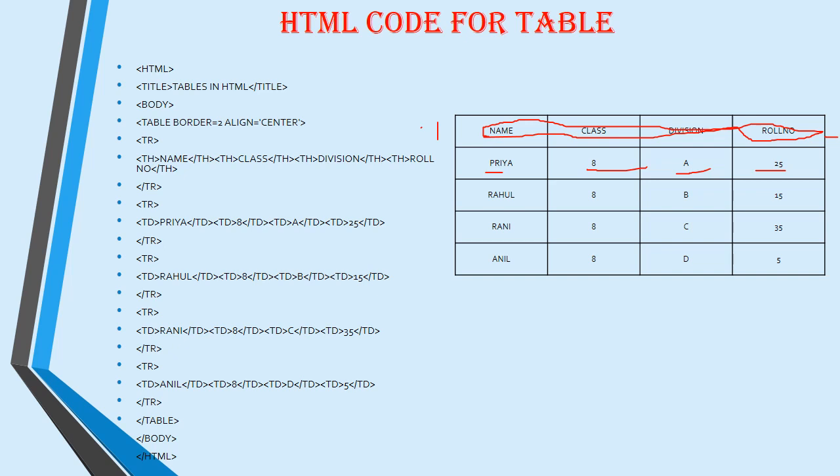The same way we can write the TR tag for Rahul, Rani and Anil. Okay, and all those rows are closing by using the /TR. Now the table is over. All the 5 rows we have completed. Now we can close it using the /table, /body and also /HTML. Okay, now we can just look at how we are doing it.